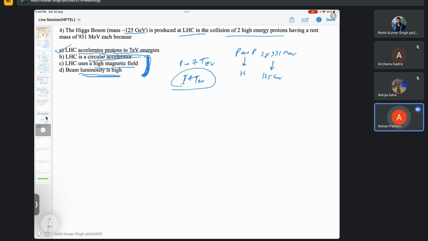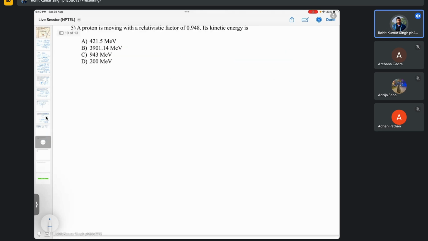So also beam luminosity option, no, we don't need to consider because it's clearly mentioned only two high energy protons. So there is no luminosity change in the collision. This option anyway doesn't make sense. Okay, so let's move on.